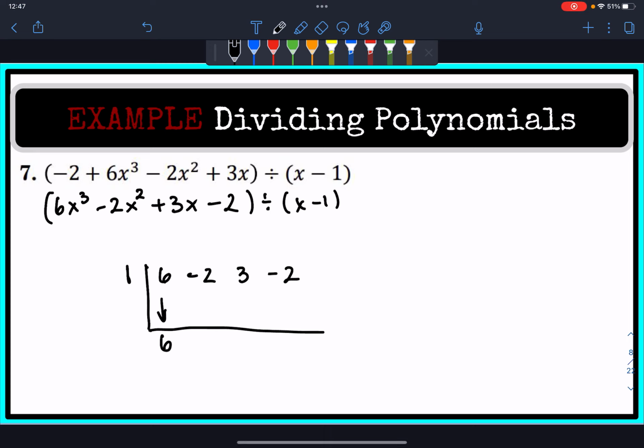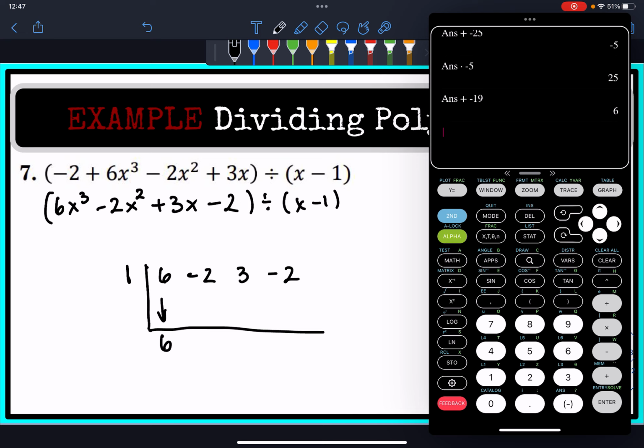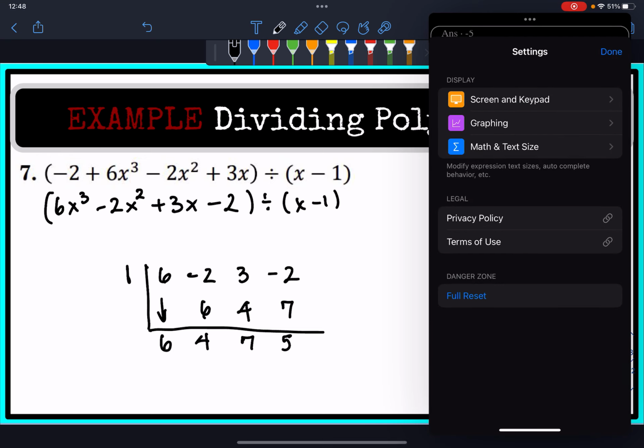So start by bringing down the 6 and multiplying 6 with 1, that's equal to 6. Add that with a negative 2, that's 4. Multiplying 4 with 1, that's equal to 4, and adding it with 3, that's 7. 7 times 1 is 7, and 7 plus negative 2 is 5.